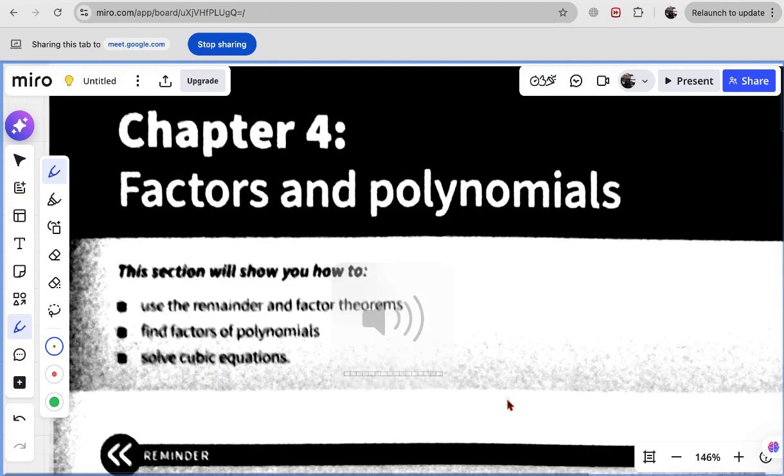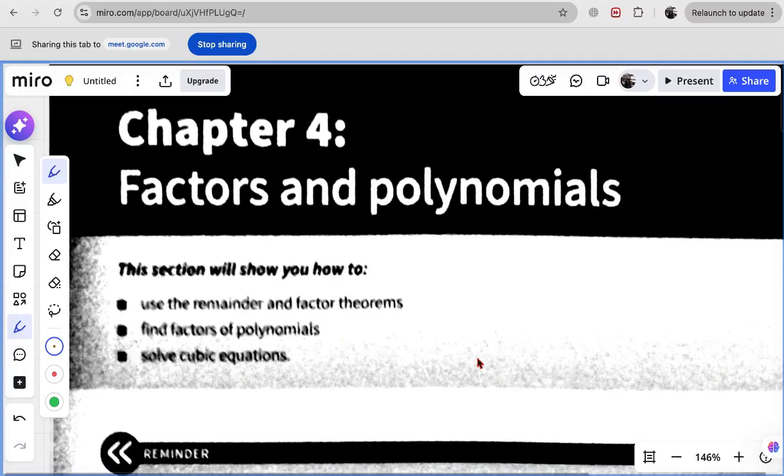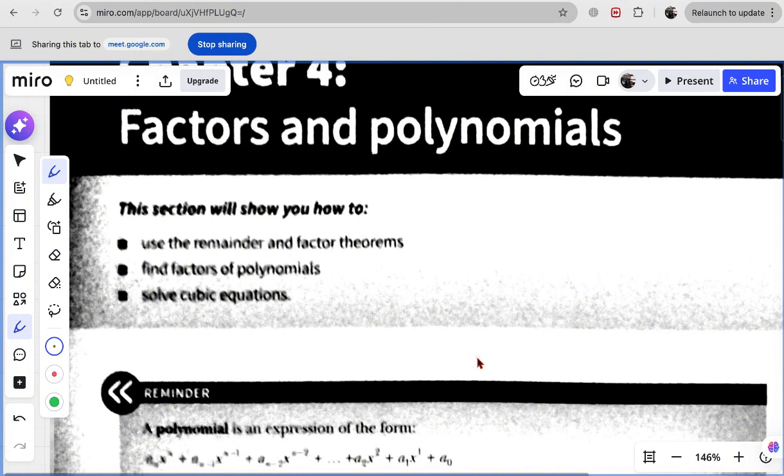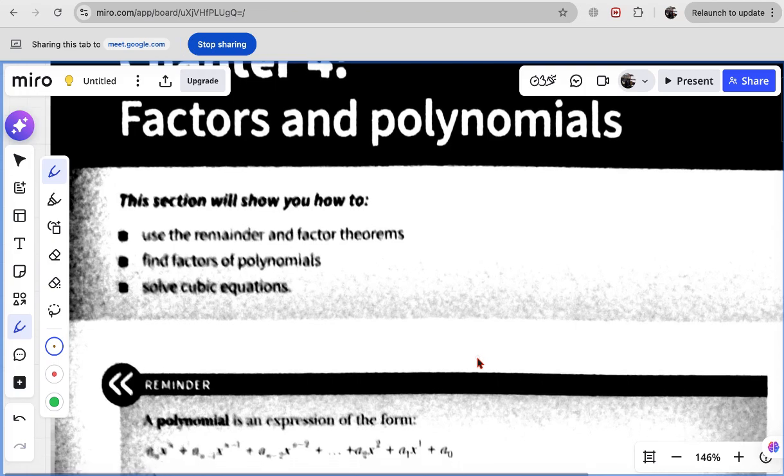Today we're looking at additional mathematics, chapter 4, factors of polynomials. Here, we are supposed to quickly have an overview on the use of the remainder and factor theorems. And then we also need to quickly get abreast with how to find factors of polynomials, and also to solve cubic equations. So these are the three big objectives for this chapter.